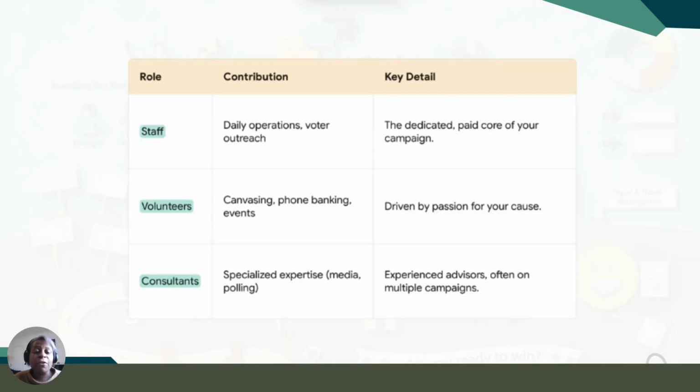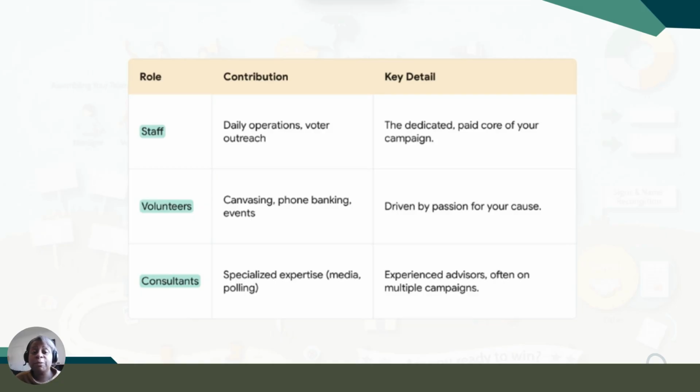Your staff are the people who do your daily operations and your voter outreach. These are the dedicated paid core of your campaign. Volunteers are people who are more likely to do canvassing, phone banking, or events. If you can pay these people, you want to, but oftentimes you're not able to. So these are the people who are volunteers, and they are driven by a passion for your cause.